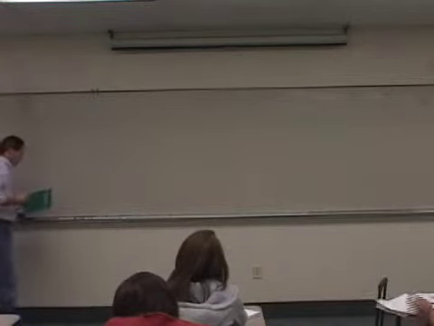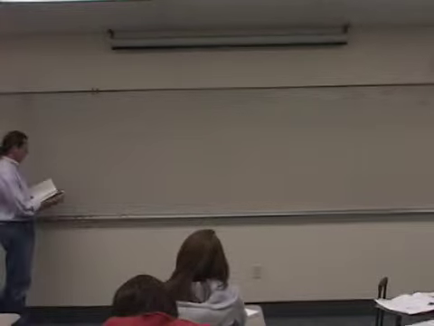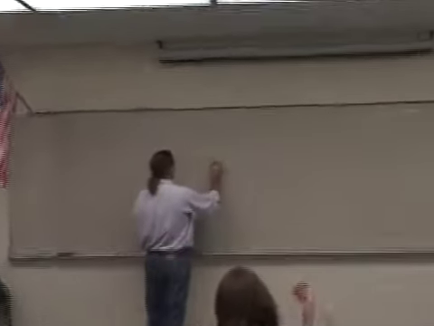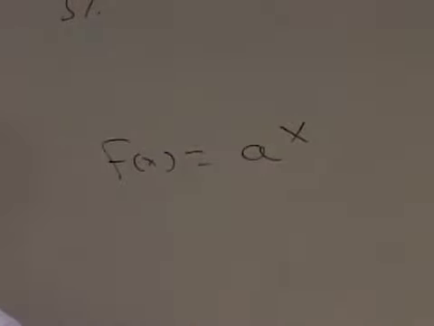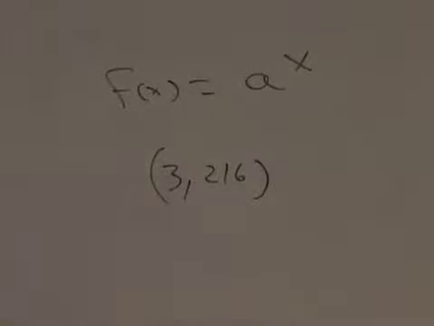To take a look at number, well, this is the same thing, so let's just continue with it. Number 57. This is one you were assigned, and it says the same thing. We're finding that f of x equals strictly a to the x, and I give you the point (3, 216). How do you find the a value?